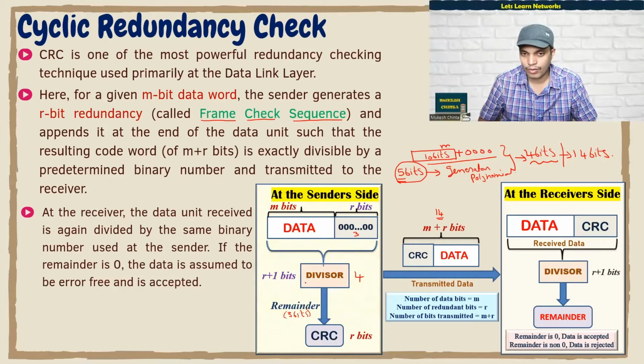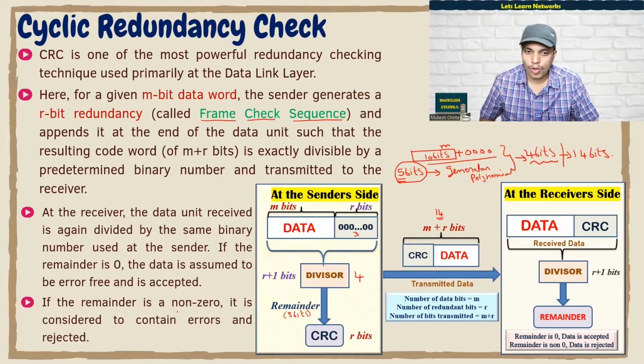This is your binary number, or we call it a divisor. If the remainder is 0, the data is assumed to be error-free and is accepted. And if the remainder is non-zero, it is considered to contain errors and rejected. So if it is rejected, it means the sender has to retransmit the data again.